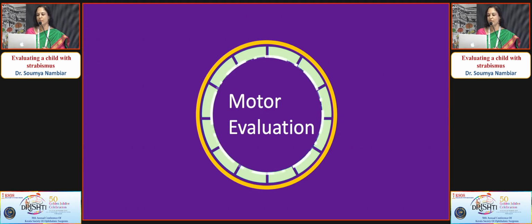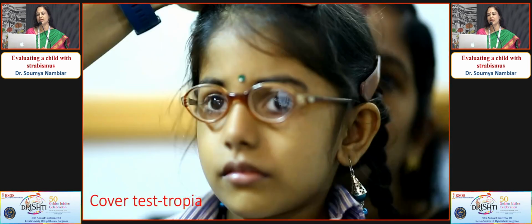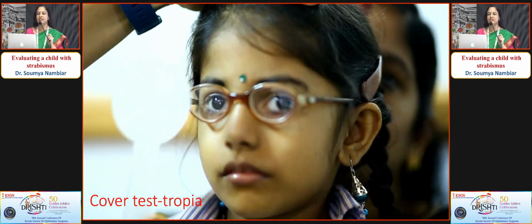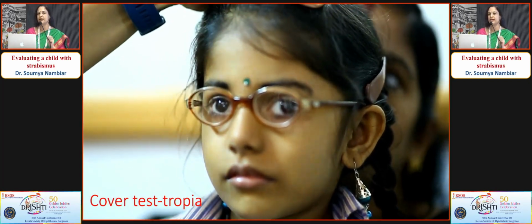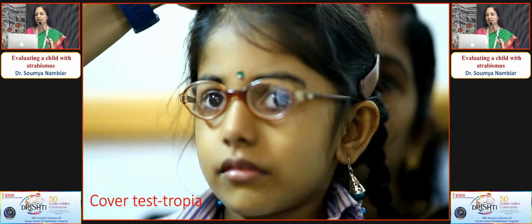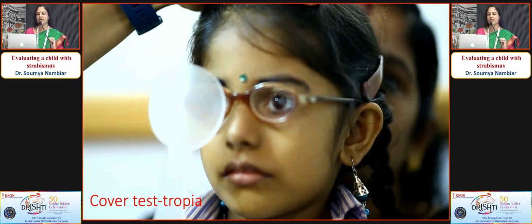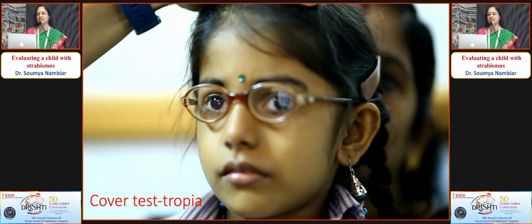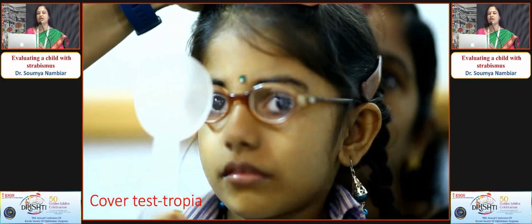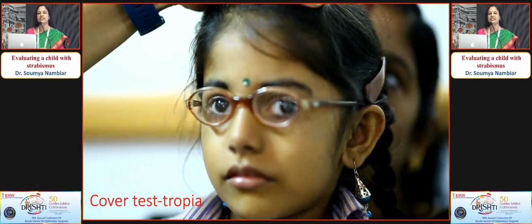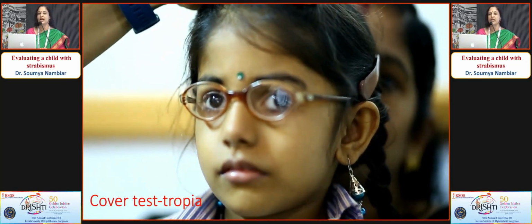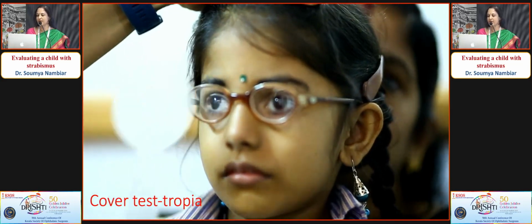Then you go on for motor evaluation. In motor evaluation, the cover test is the most important test to detect the amount of tropia. As you can see here, when you cover the right eye in this child, the left eye takes up fixation. When you remove the cover, the left eye goes back to its original position, which means that the child prefers the right eye and the dominant eye is the right eye.